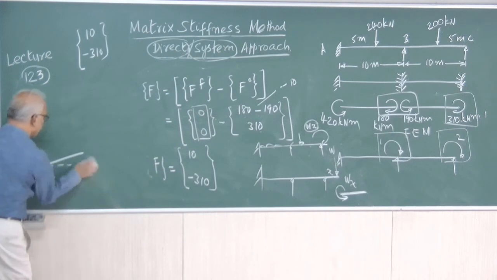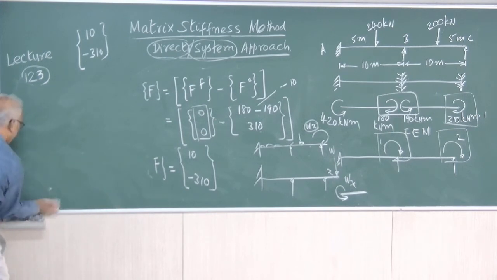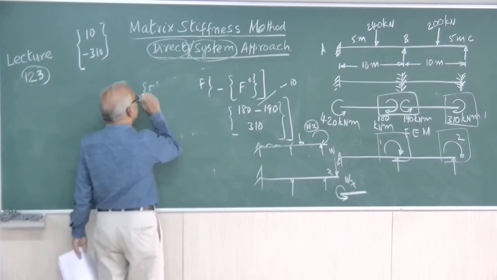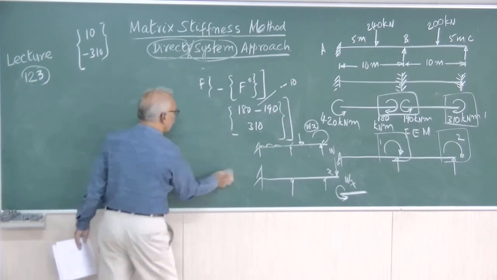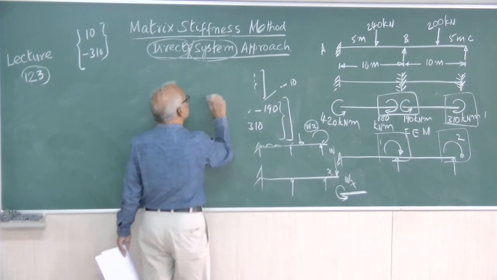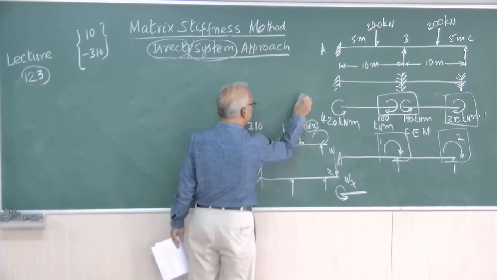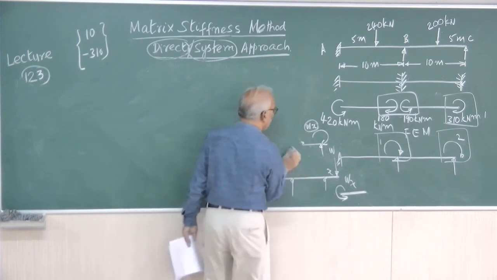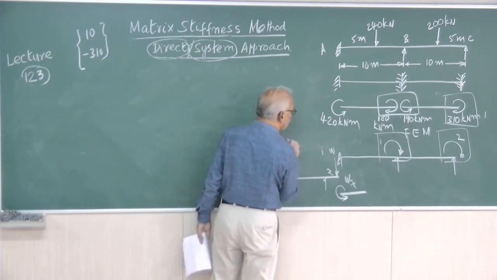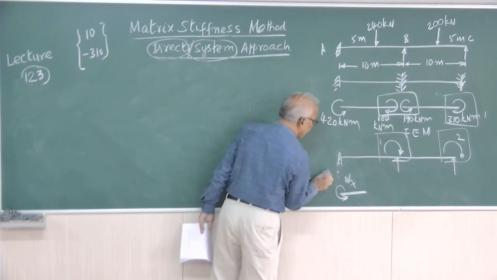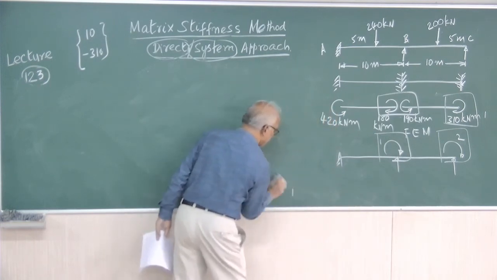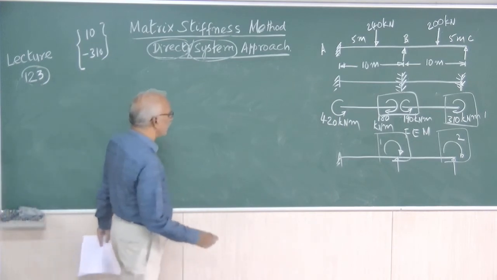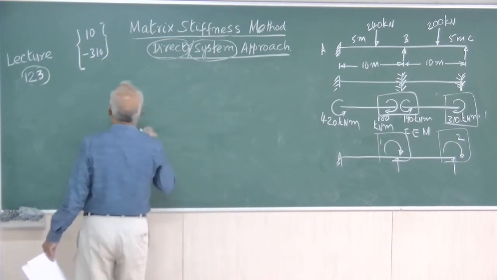Now we have to find out the values for the K matrix. The right hand side is over. Left hand side is K into U. K is obtained by applying unit displacements along coordinates 1 and 2, one at a time. Right. Now, K matrix.